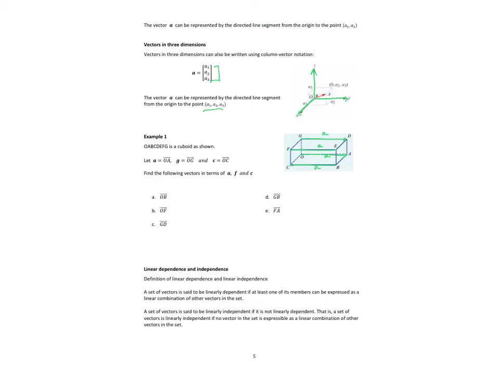Vector G is from O to G, upwards. They're all vector G. I'll go with the lucky red. OC is this way. Probably should have put arrows on my green. Okay, so they're all vector C because they're the same size and same direction because we've got a parallelogram there or a cuboid.